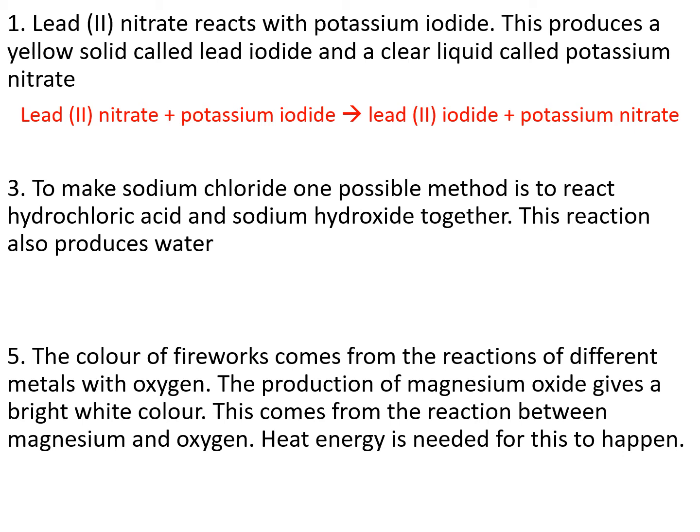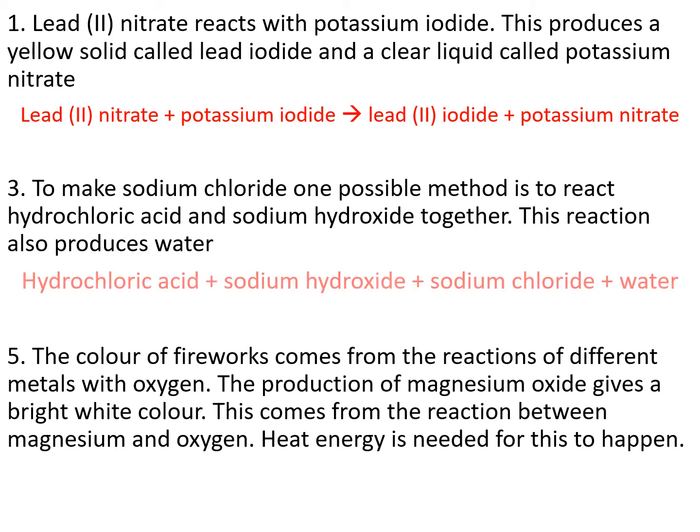Next one, to make sodium chloride, one possible method is to react hydrochloric acid and sodium hydroxide. This reaction also produces water. So there's always a clue, or not always, but more often than not a clue where it says this makes or this produces, and that would therefore obviously be our product. And here's our word equation for this one.